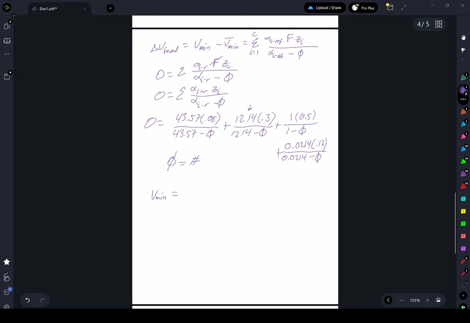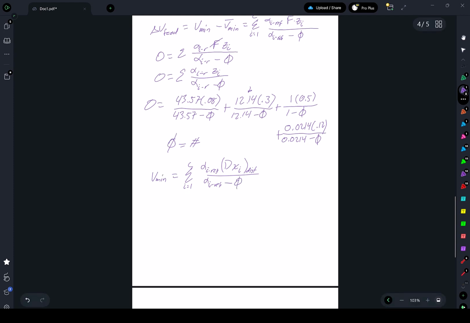So the minimum vapor value that needs to be in the enriching section is equal to the summation over components of your alpha_i times your distillate flow rate of each component times their fraction in the distillate, divided by alpha_i in the distillate minus this phi value.